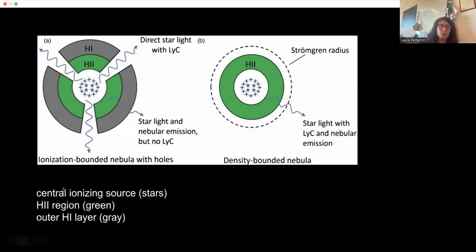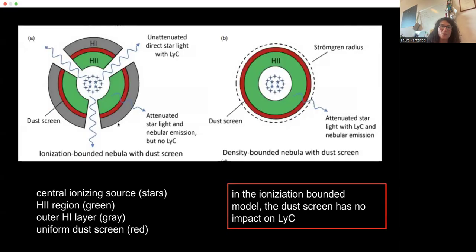So in all plots here, you have a central ionizing source, which are the stars, and then you have H2 regions, which is the green stuff, and you have an outer layer of H1 gas, which is in gray. In these models, you can see that you have some channels, and then the Lyman continuum and direct starlight come out of these channels, whereas when you have both H2 and H1 gas, you can have continuum, okay? And of course, you can put dust on top of these models, okay?